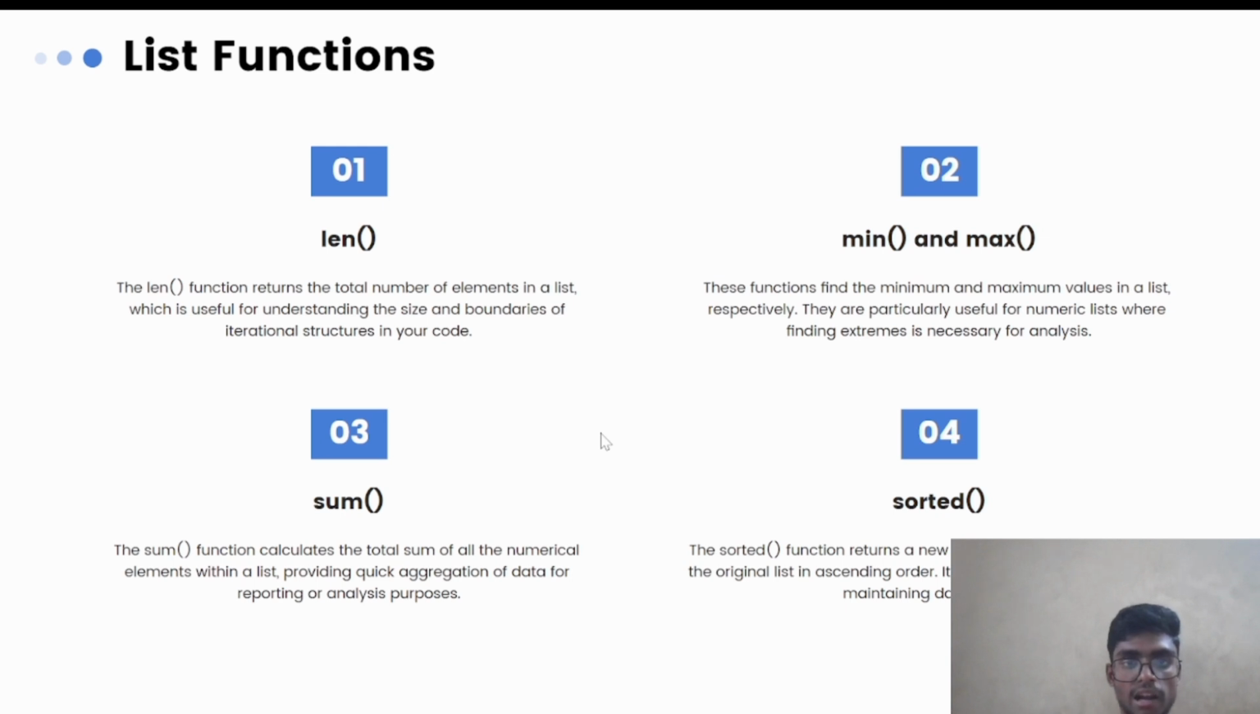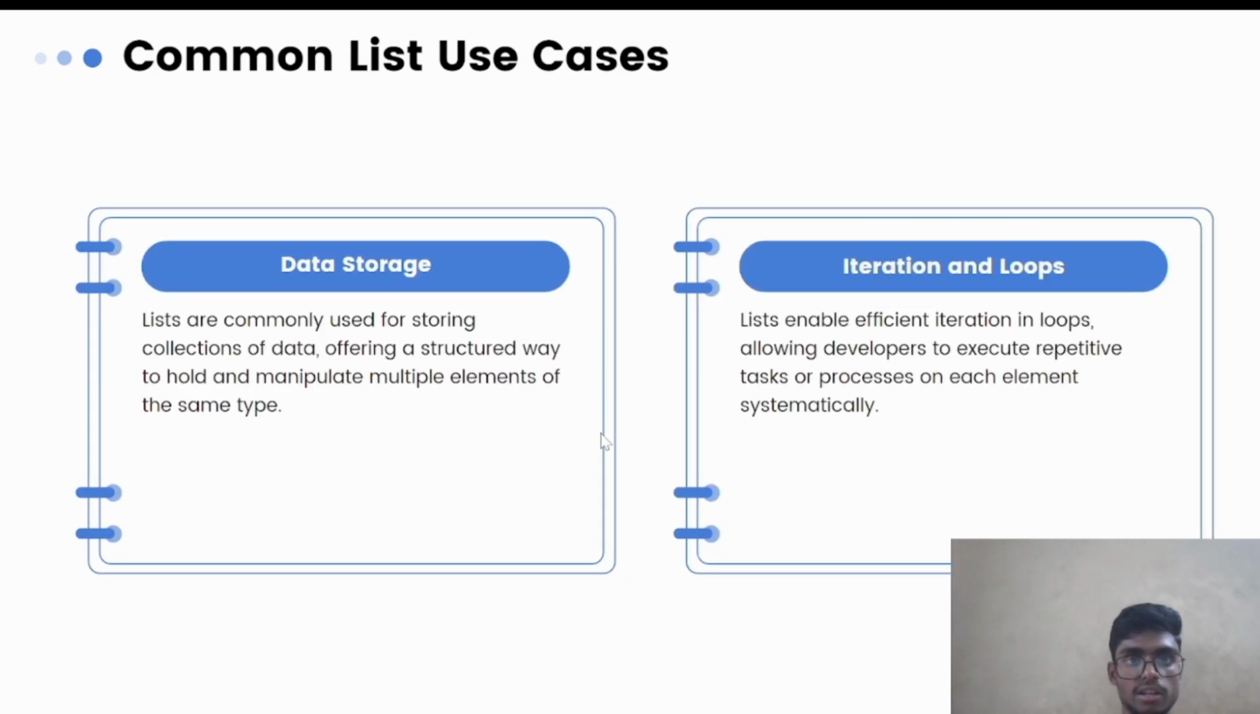Sorted: the sorted function returns a new list containing all elements from the original list in ascending order. It does not modify the original list, maintaining data integrity.